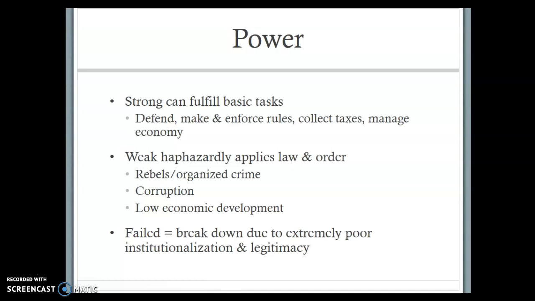And then finally, the failed state is one that's just essentially completely broken down. There's really poor institutionalization of the apparatus of government and all these sort of things. People don't recognize its legitimacy. So maybe there's a territory there, but no one respects it. No one's really confident in who's running things. So we will probably look at an example of a failed state when we're together. But in any case, that's just kind of the extreme version of a weak state where the legitimacy has fallen apart and it's just not functional at all. Not many states fall quite into that category. They're more often going to be strong or weak.